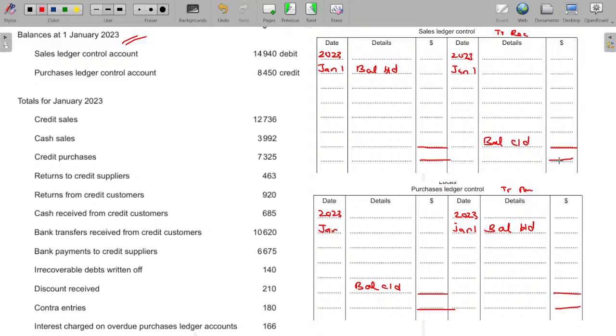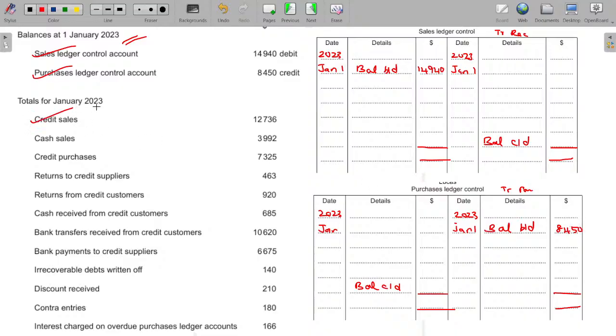This is a general balance. Not only that, sometimes we have the other balance also, debit and credit. Trade receivables will have the debit balance, and trade payables, the purchase ledger, will have the credit balance in general. The other side balance is also possible. In the sales ledger control account, 14,940 debit in the beginning. I can parallelly prepare the purchase ledger control account also. Here 8,450 credit.